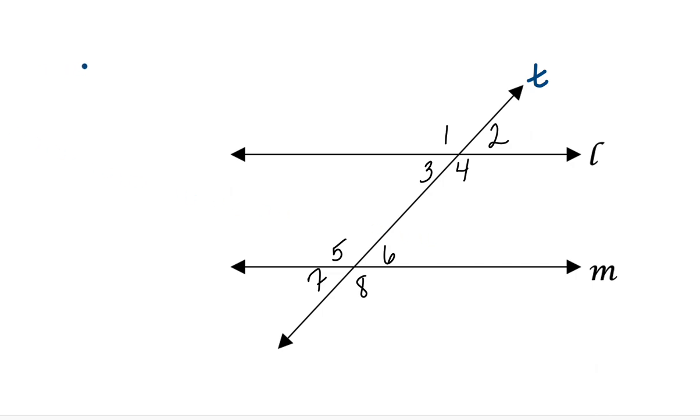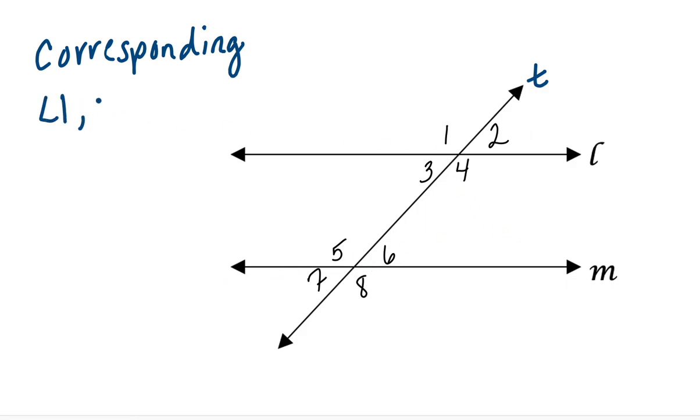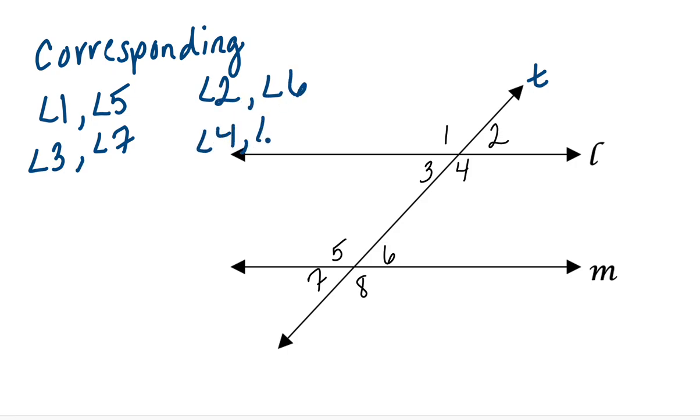The first relationship we're going to talk about are what we call corresponding angles. Corresponding angles are angles that are in the same position. So if I was to take this line L and place it on this line M, we would see that angle 1 would fall on angle 5. So angle 1 and angle 5 would be what we call corresponding. We would see angle 3 falls on angle 7. So angle 3, angle 7, corresponding. Angle 2 and angle 6 would be corresponding, as well as angle 4 and angle 8.